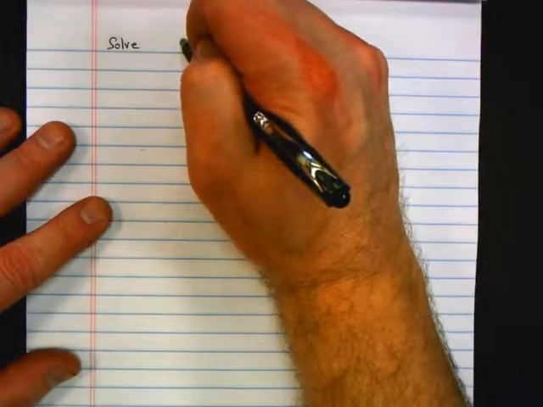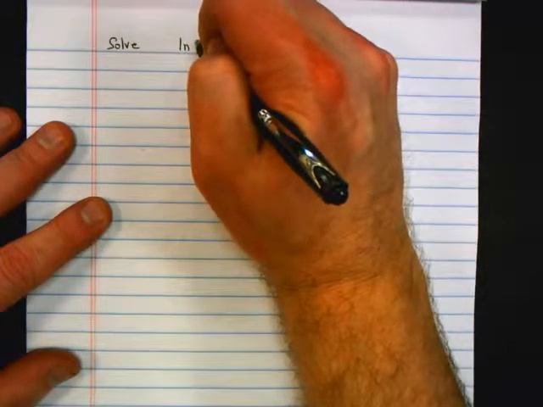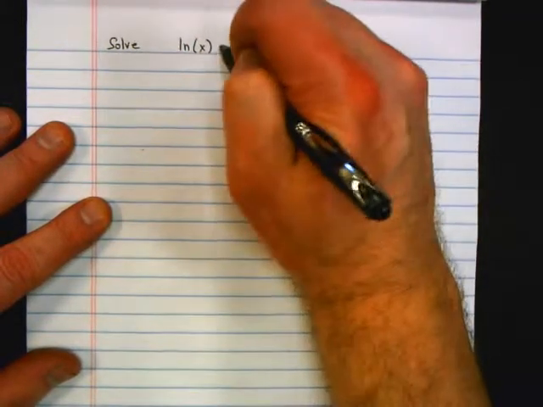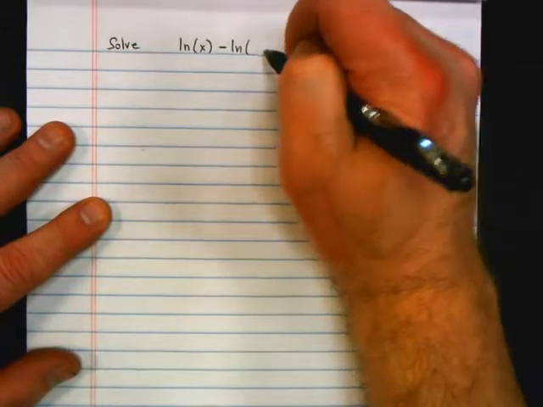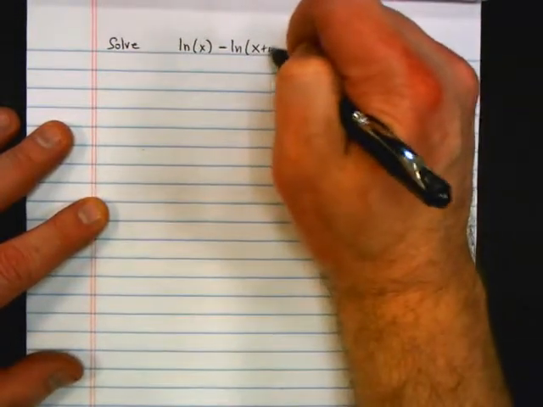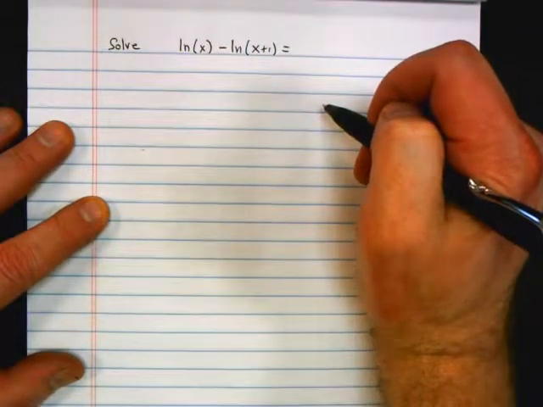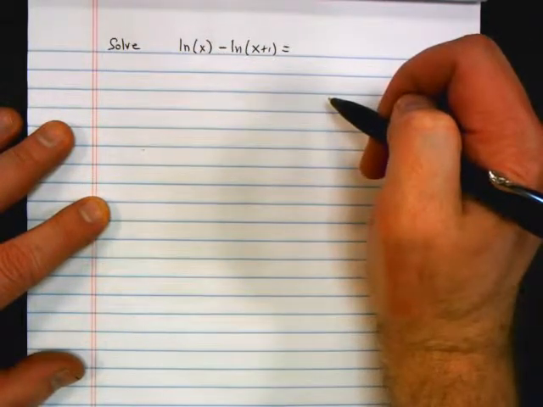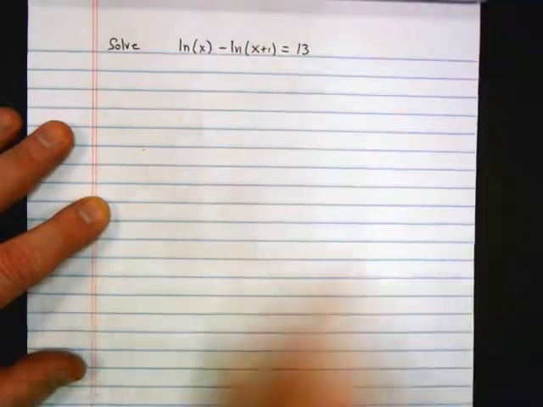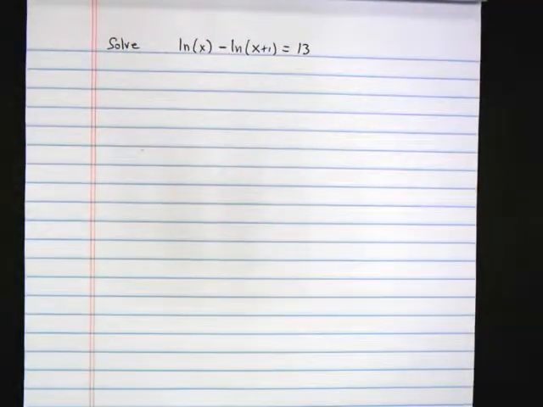How about solve ln of x minus ln of x plus 1 equals, make that number you like, 13. All right, so that's a logarithmic equation because it's got logarithms in it.